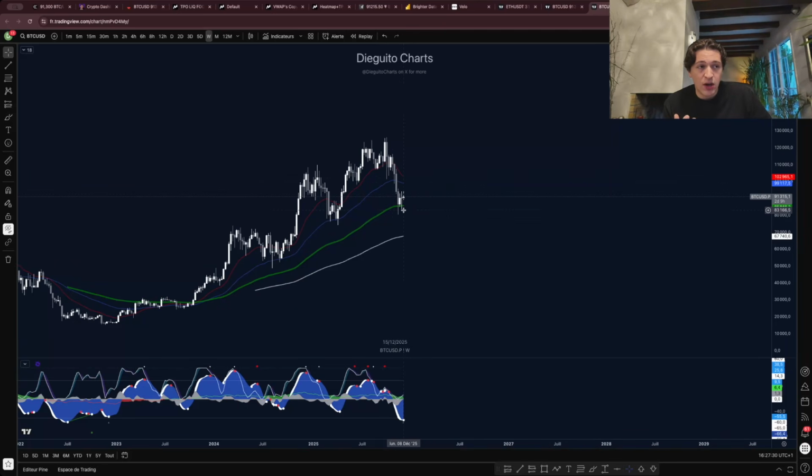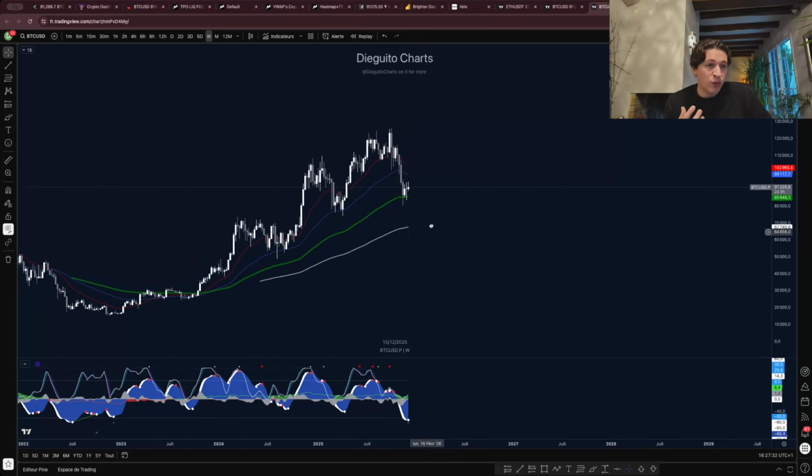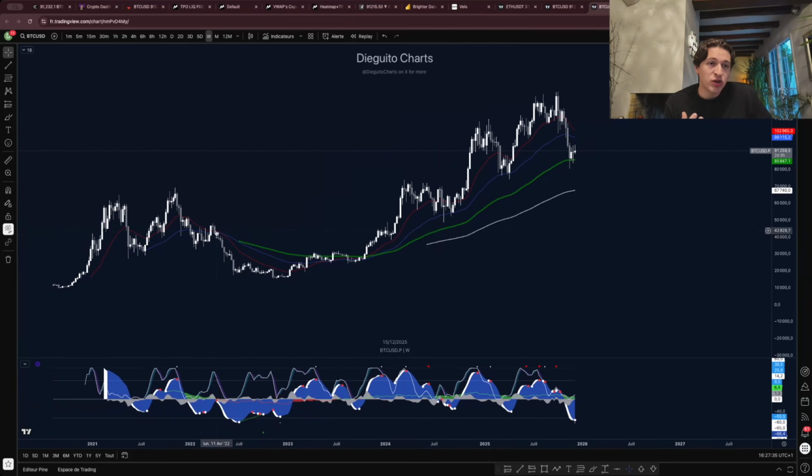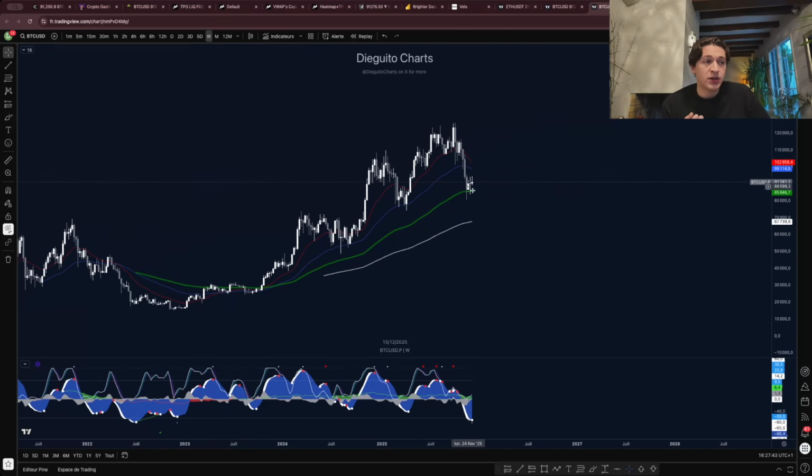So maybe the price will bounce and save it, but whenever it does a death cross, that will be very bearish. The last time we did a death cross in the weekly EMAs was in April 2022, and that was just before the dump before 16Ks. So that can be very bearish, and we can go maybe to 60Ks, 50Ks.